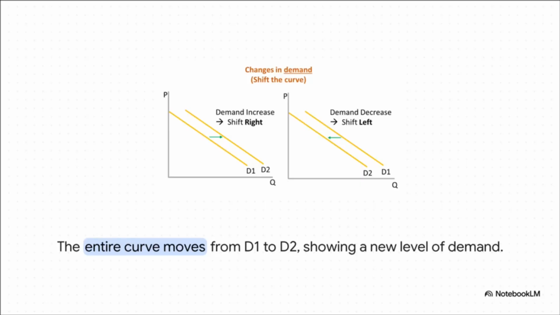Just look at this graph. When the whole curve jumps from D1 over to D2, that's a demand increase. You can pick any price you want on that vertical line, and if you look across, you'll see that the quantity people want to buy is now way higher on that new D2 curve. The basic rules of the market have changed.